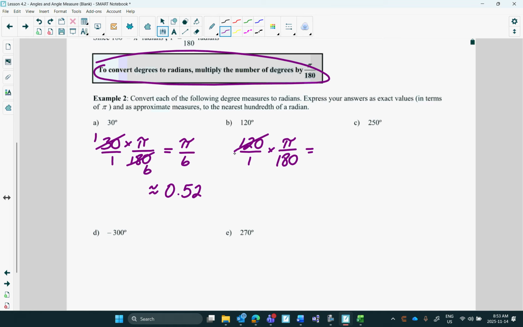What's the largest number I could divide into 120 and 180? 60. 2, 3. So I get 2 pi over 3 after I multiply. And then if you actually punch in 2 times pi divided by 3 on your calculator and round it, you're going to get about 2.09 radians.